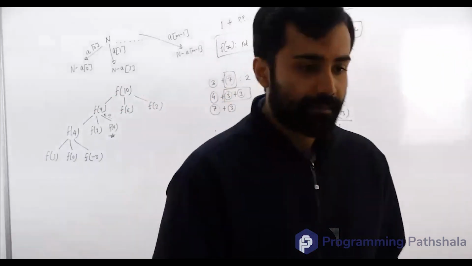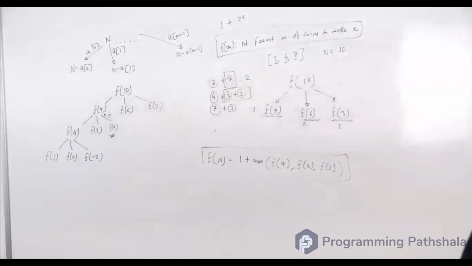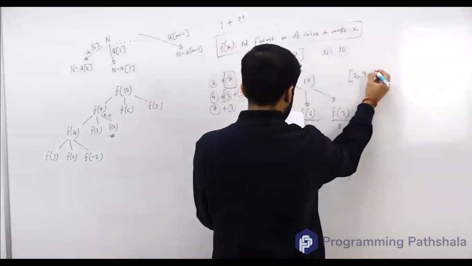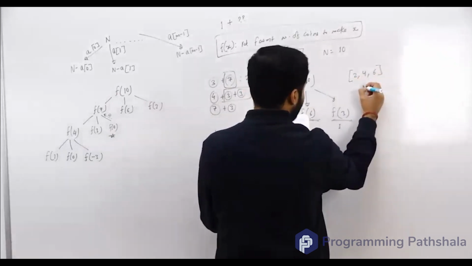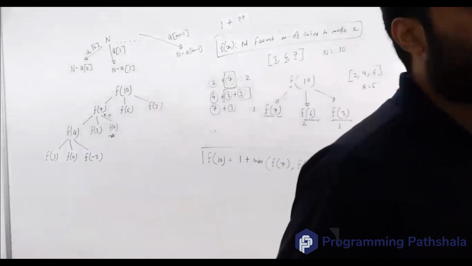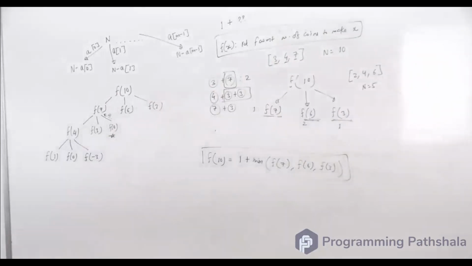I'll come to that. But before that, I'll give you a very quick example to solve. So let's say we have denominations of 2, 4, 6, and we want to make 5 rupees. What is the fewest number of coins that I need to make 5 rupees here? Is it possible to make 5 rupees here? Not possible, right? So this is a very important thing to realize.